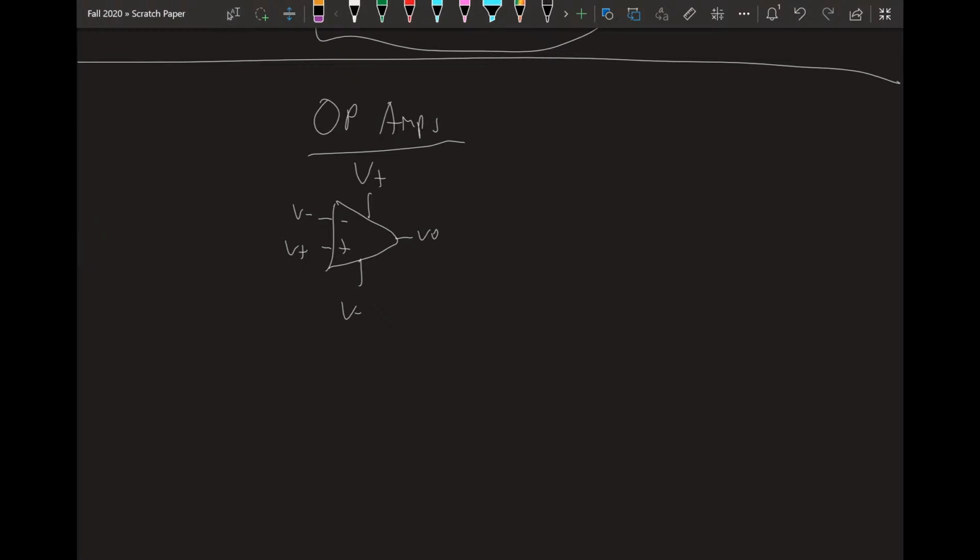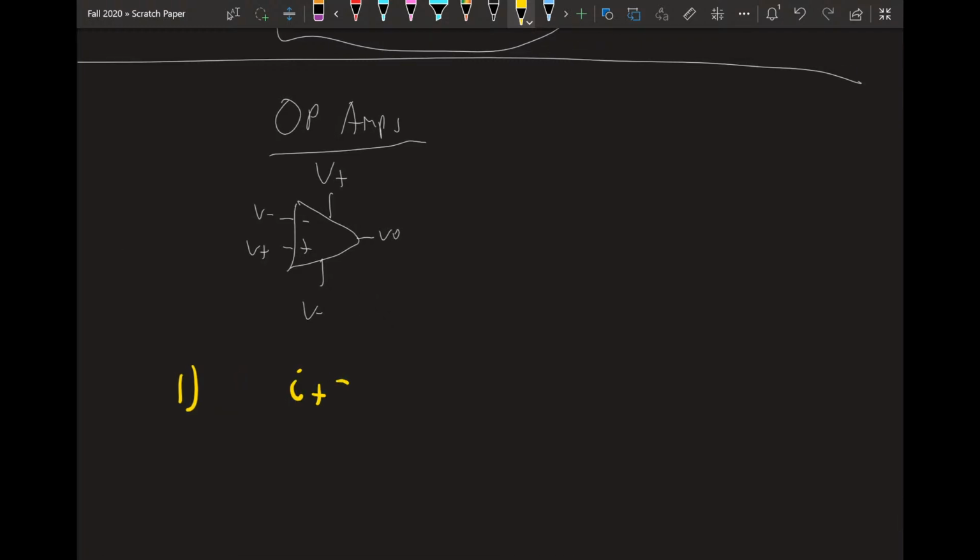Golden rule number 1. The current into the terminals is 0. We're going to assume infinite input impedance. So we're going to say that I plus equals I minus, which equals 0. Golden rule number 2. The voltage difference between the terminals is 0. And that basically results in V plus equals V minus.